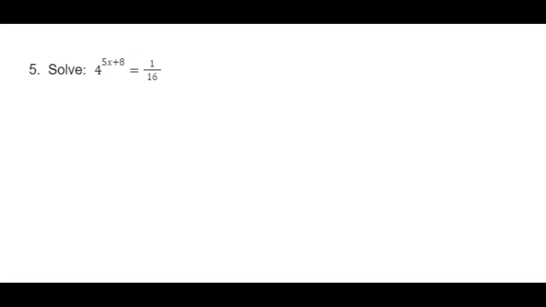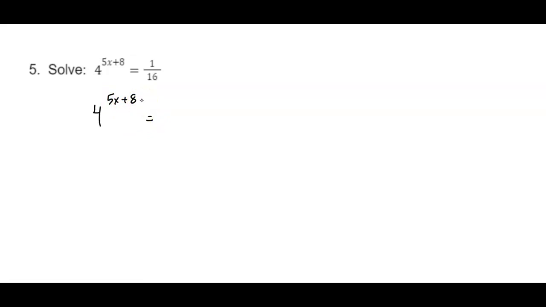Remember, if we can make the bases of our exponential the same on both sides, we can, in a sense, disregard the bases and just equate the exponents together. So if there's some way that I can rewrite 1 over 16 to have a base of 4, then I can use that property. And it just so happens that I can. So I'm going to leave 4 to the 5x plus 8 as it is. There's nothing I can do with that. But I think I can rewrite 1 over 16.